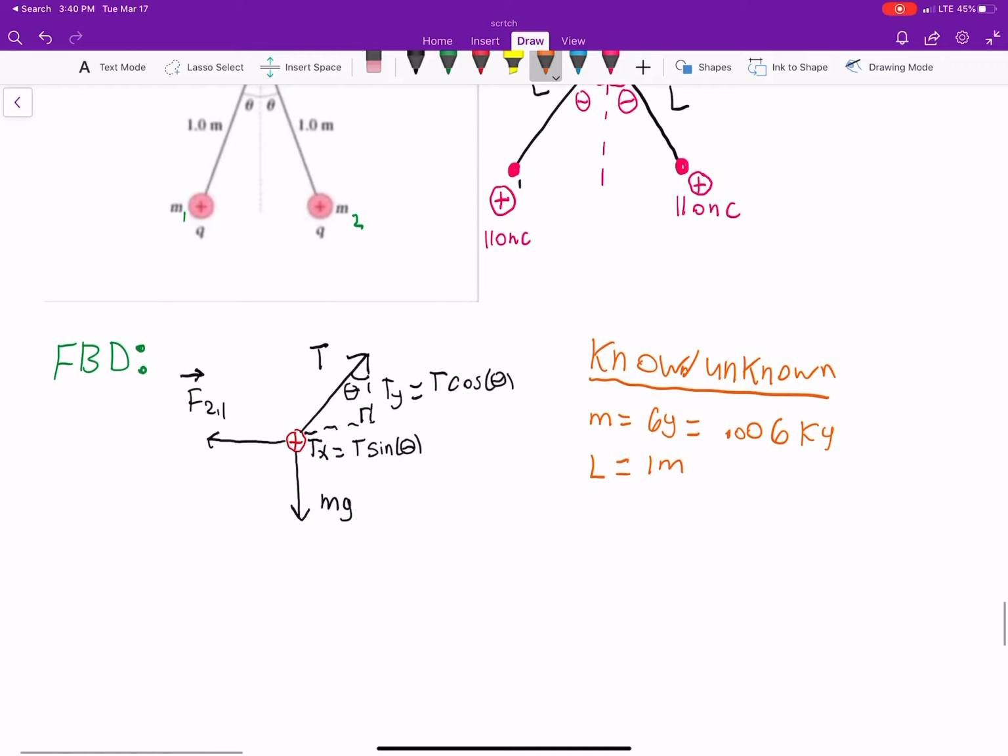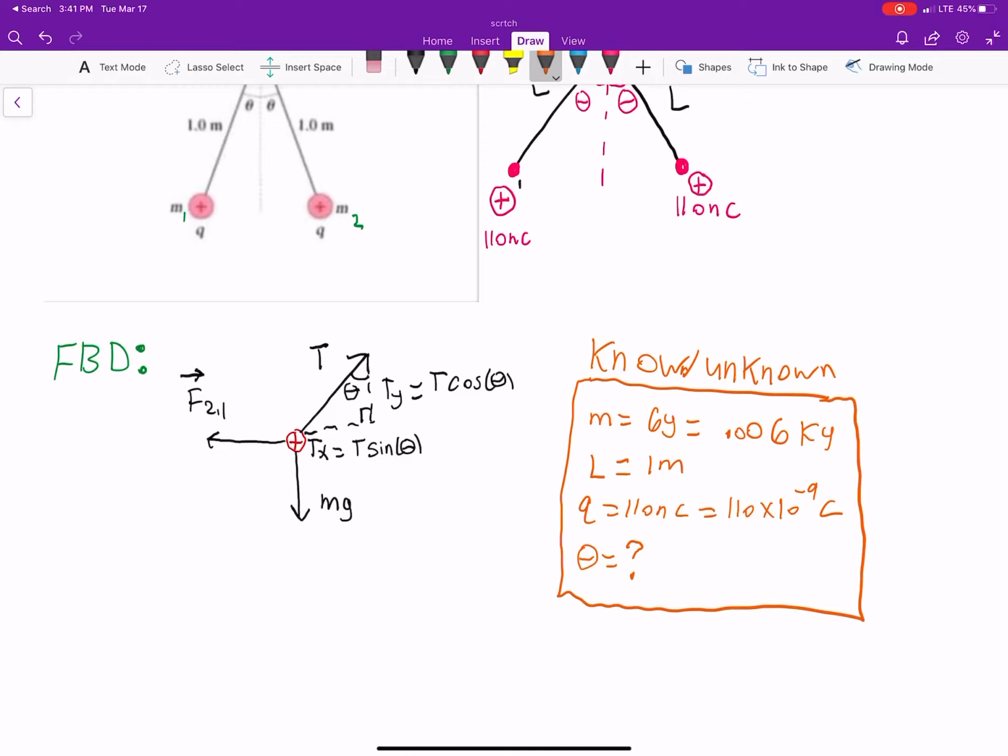And we know the charge Q is 110 nanocoulombs, or if we convert this, 110 times 10 to the negative 9th coulombs, which it's always good to just convert to coulombs. And then I'll go ahead and make note that theta is kind of the big picture idea. That's what we really want to know. So I'm going to box that just so I have it for reference.